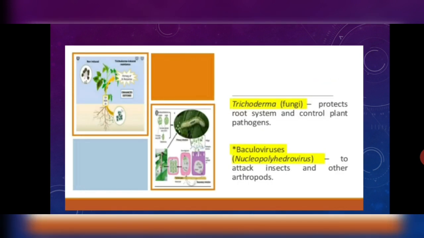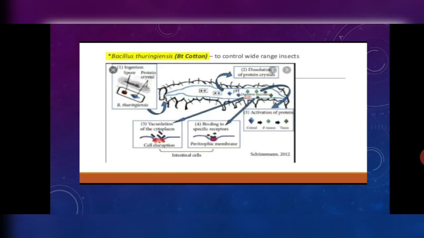There is a fungus called trichoderma which protects the root system and controls the pathogen in the roots. Then there is a group of viruses called the Baculoviruses or the nucleopolyhedroviruses, which are used in IPM, Integrated Pest Management Program, where they can attack various pests and arthropods and save our crops.